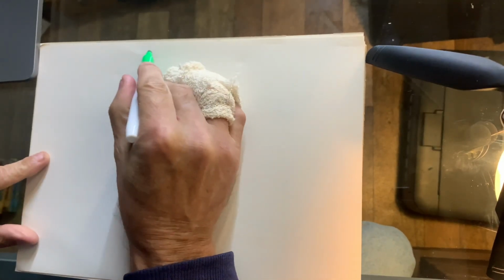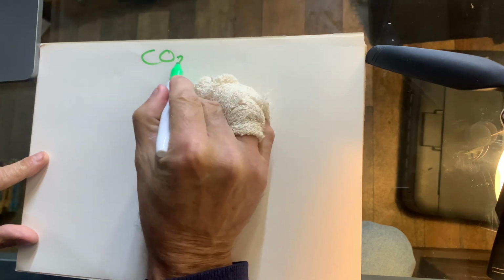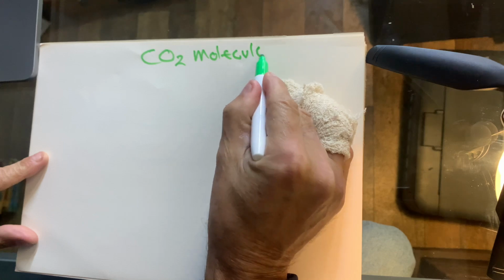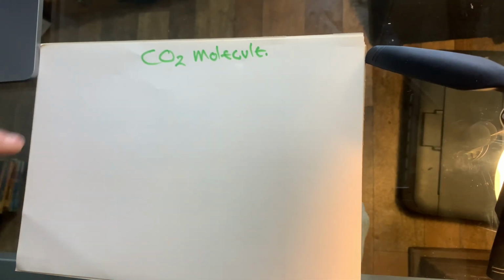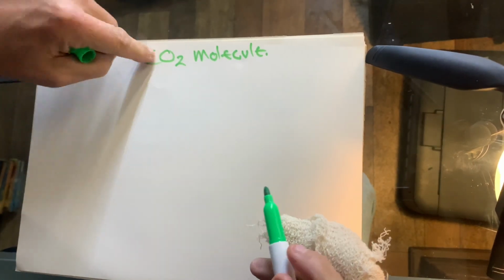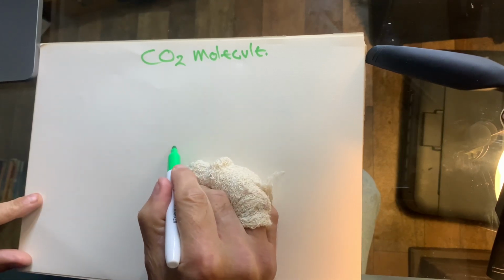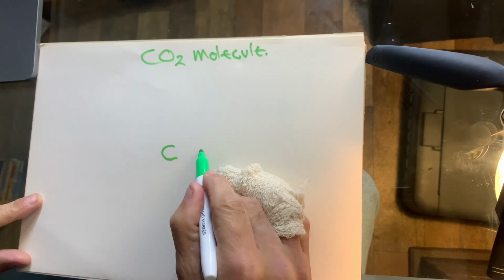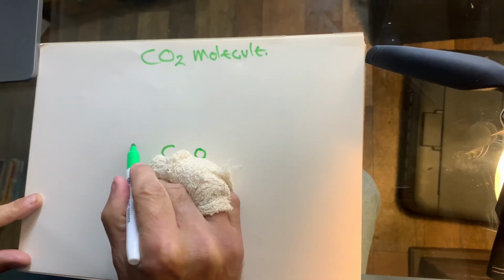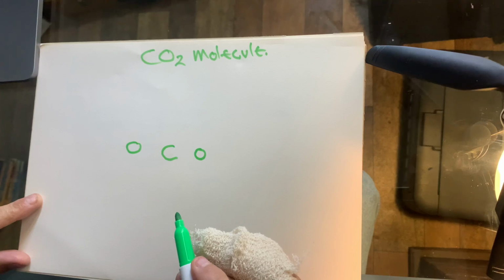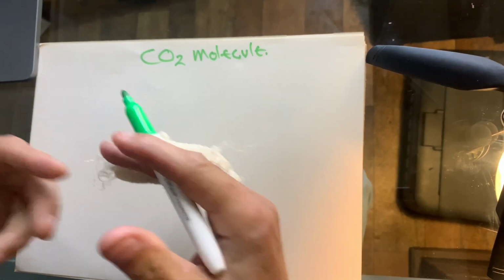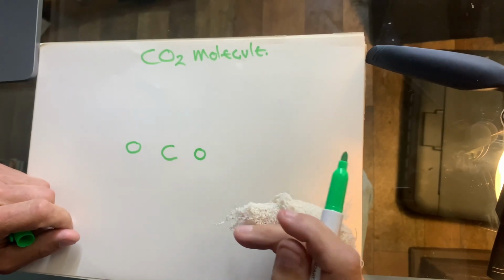We're going to talk about the CO2 molecule. It's called CO2 because it contains a carbon, and it's called O2 because it contains 2 oxygens, like that. And it's a molecule because it has more than one atom in a stable configuration.